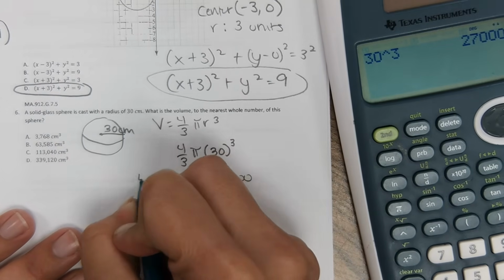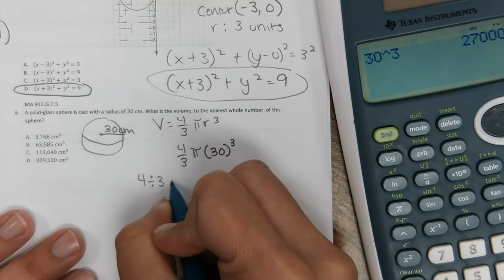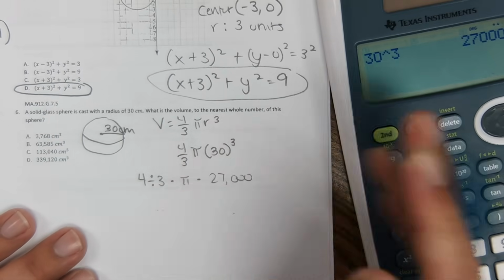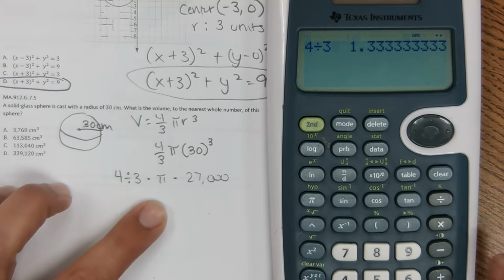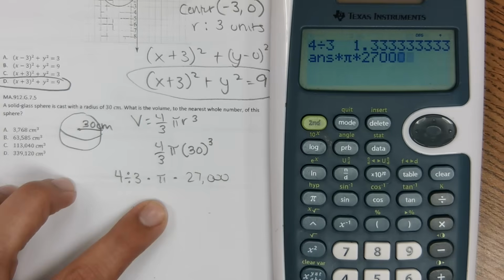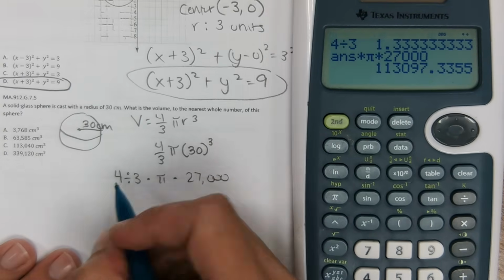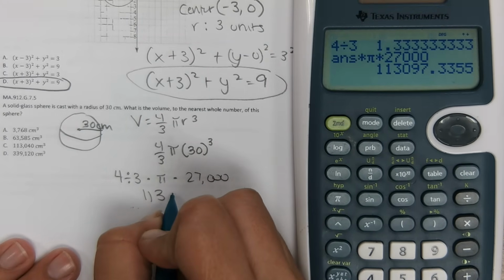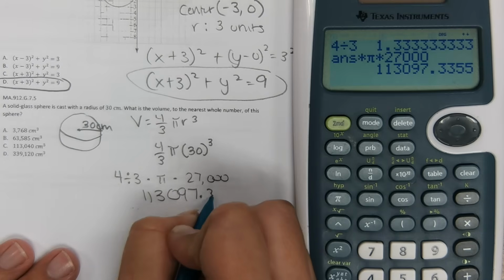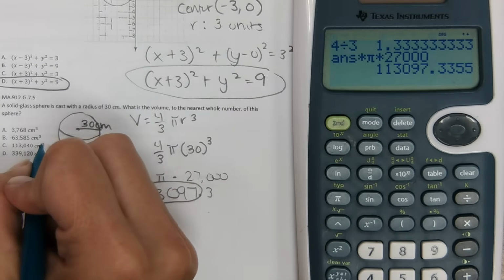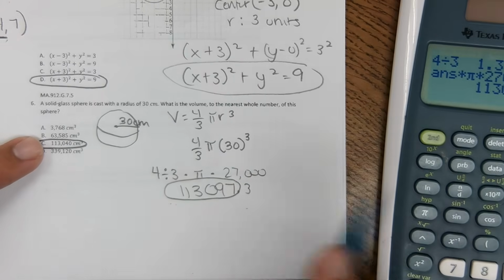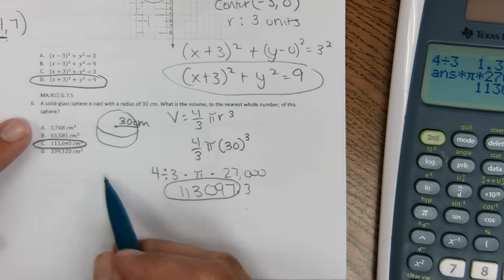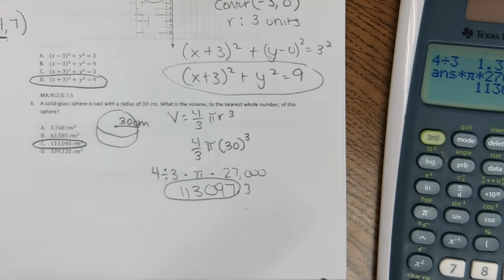So in the calculator, I'm going to do 4 divided by 3 times pi times 27,000. And that's my answer. It says to round to the nearest whole number. So this is my answer. The reason why this is a little bit off is because they probably used 3.14, but we're good. Just choose the closest one.